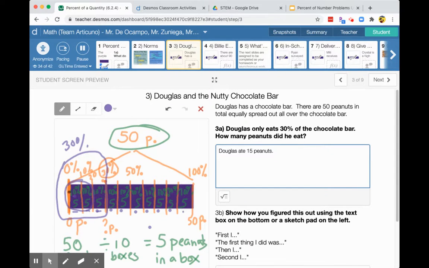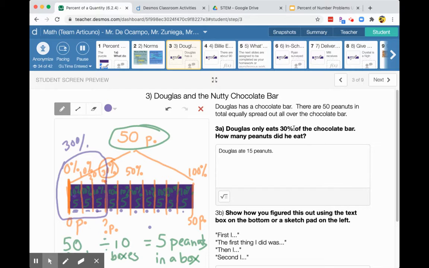10 peanuts. Here's 20%. 20% is 10 peanuts. Okay, so these 5s help us figure out 30%. This 10% right here helped us figure out 30%.